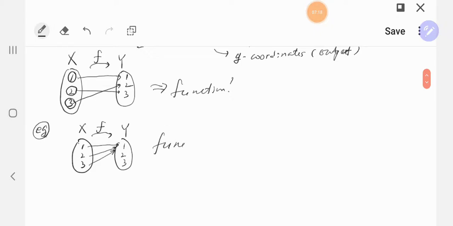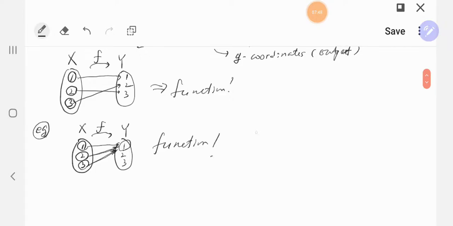This is a function. Because what? Because 1 has only one output, which is 1. And 2 has only one output, which is also 1. And 3 has only one output, which is 1. So it doesn't matter whether the output has many inputs. For each input, if it has one output, then that is a function.